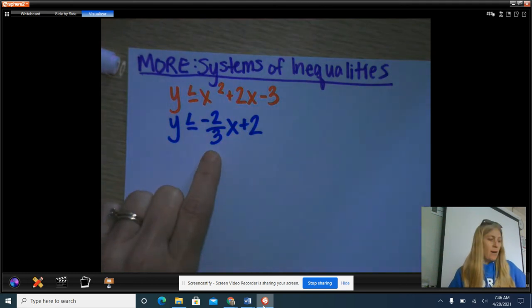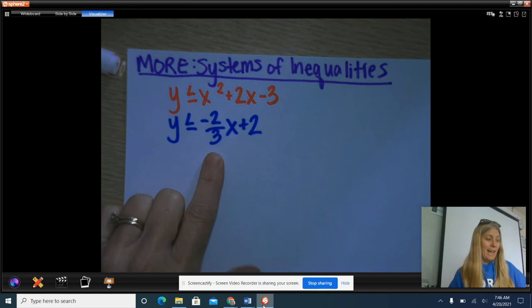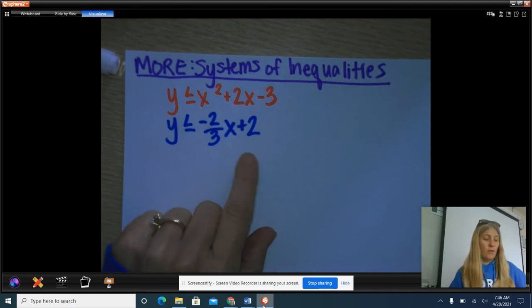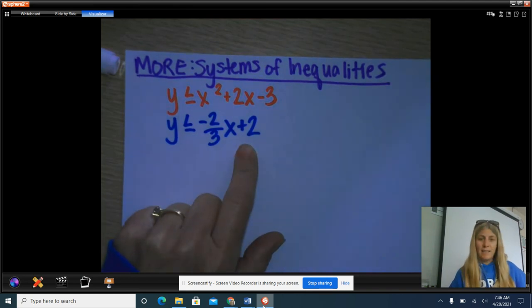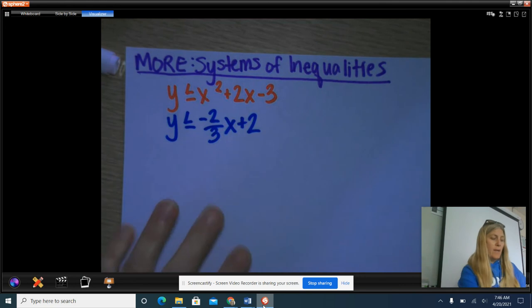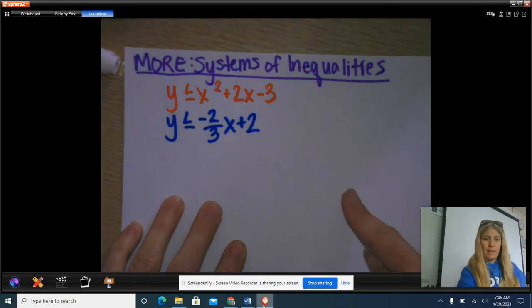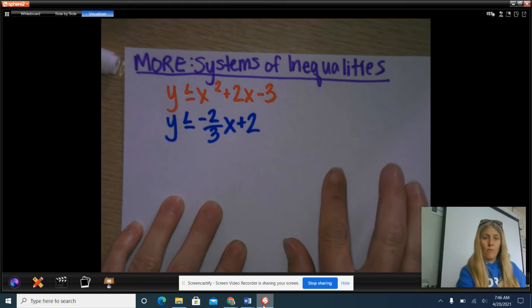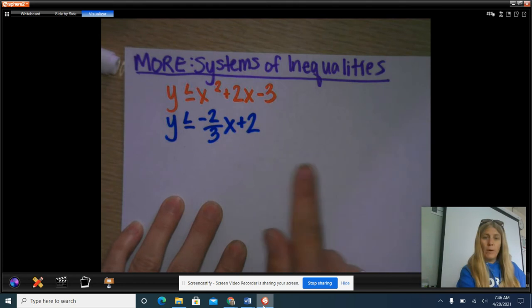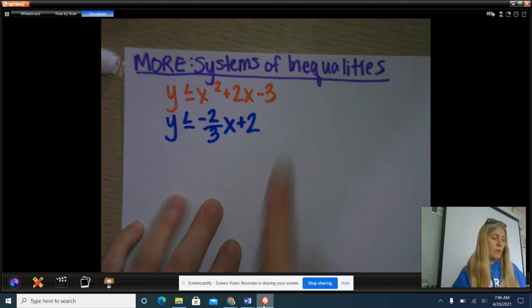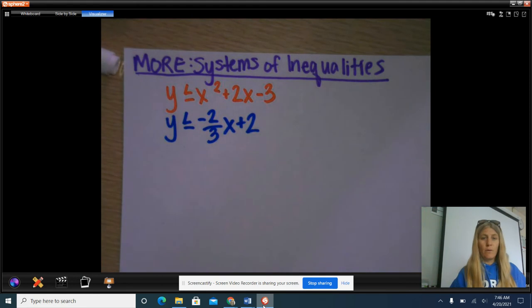Now, taking a look at our second one, we can tell that that's a line. It's going to cross the y-axis at 2, and it's going to have a negative slope. So it's going to be going downhill as we read it from left to right. To go from one point to the next, we're going to drop down 2 and go 3 to the right.